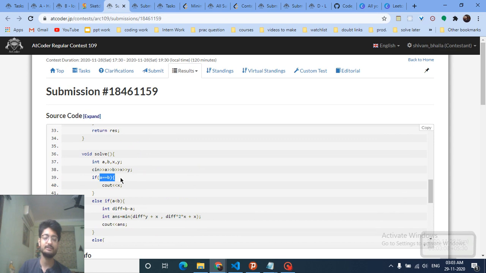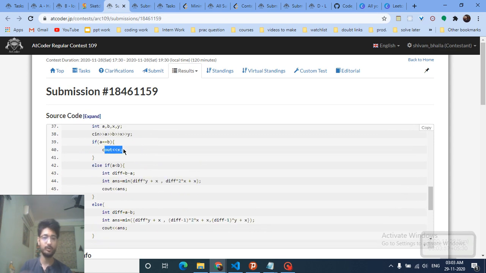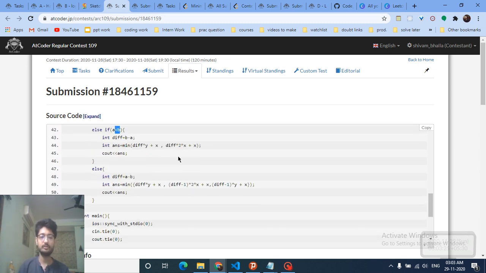So if A and B are the same, just take the corridor, you have to travel just one corridor. If A is less than B, which means that A is on the lower level and B is on the higher level, then you have to find the difference between A and B, and the answer is the minimum of either taking all the steps, the difference into Y plus X and take one corridor, or, because you know the difference, difference 2 times X, so for every difference you do 2 times X to go to the next level, and then in the end just take 1x for the corridor.